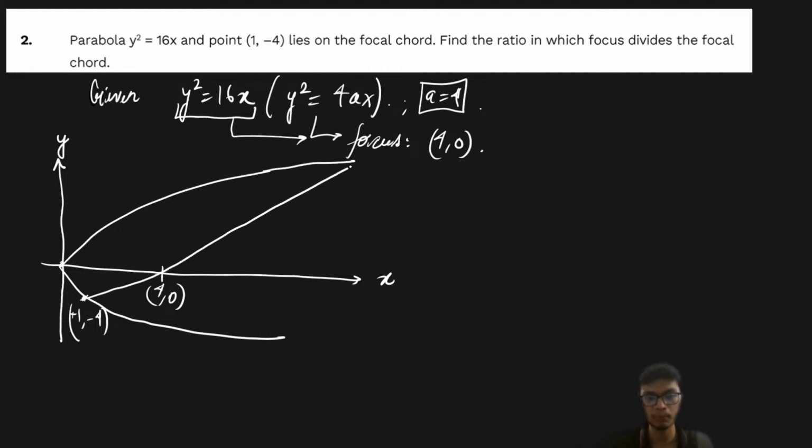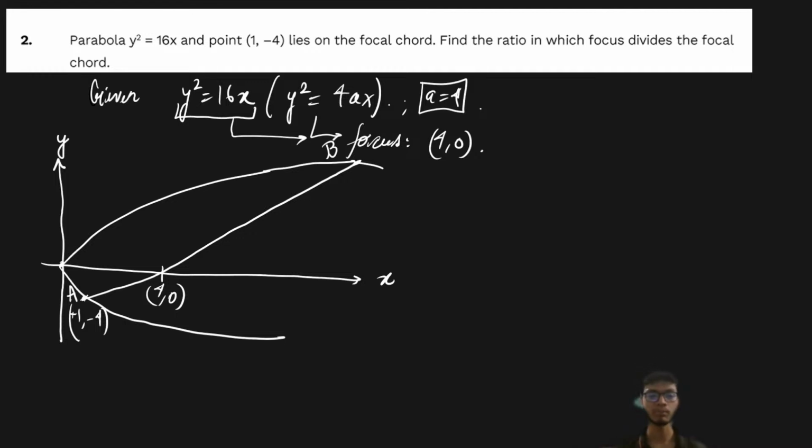So if I take a chord which is passing through the focus, one end of the focal chord is given as (1, -4), and let's say the other end of the focal chord is point B. We have to find the ratio in which the focus divides this given focal chord. Very simple, straightforward question, okay?